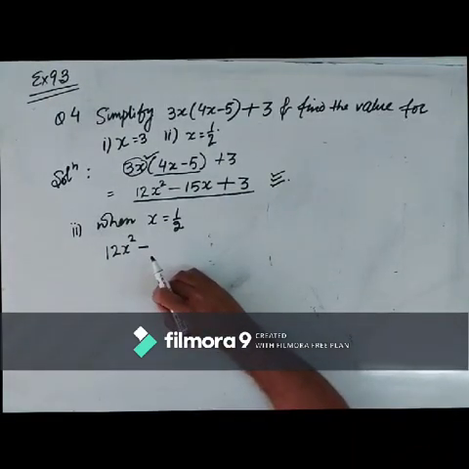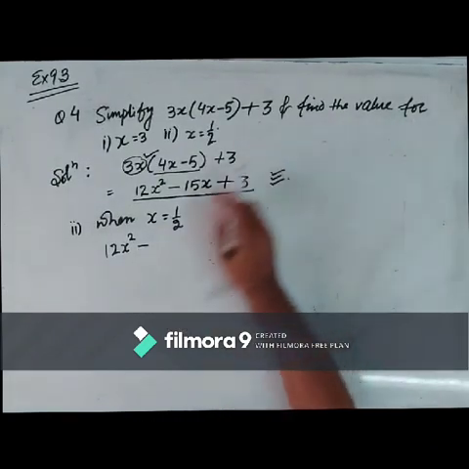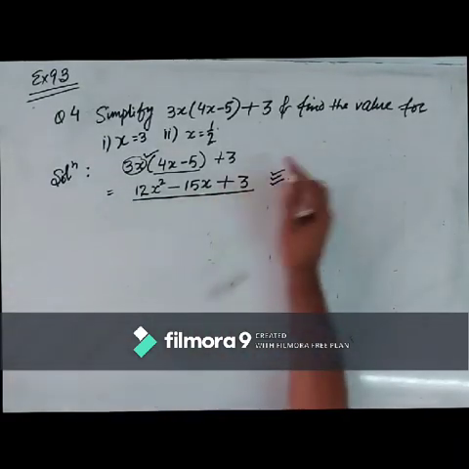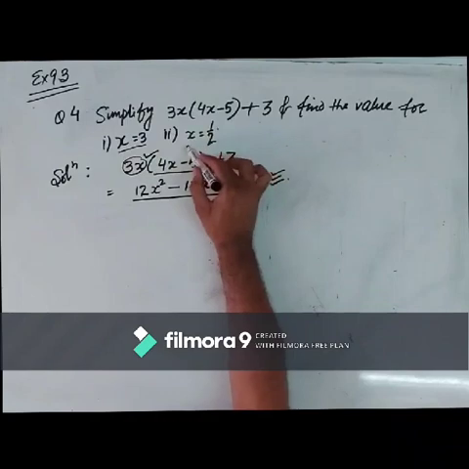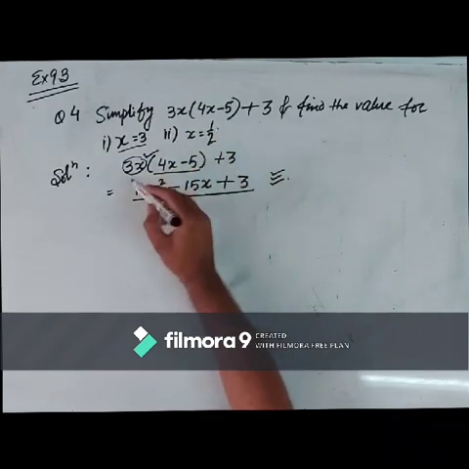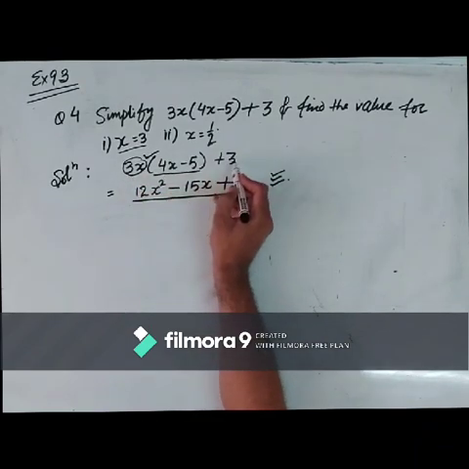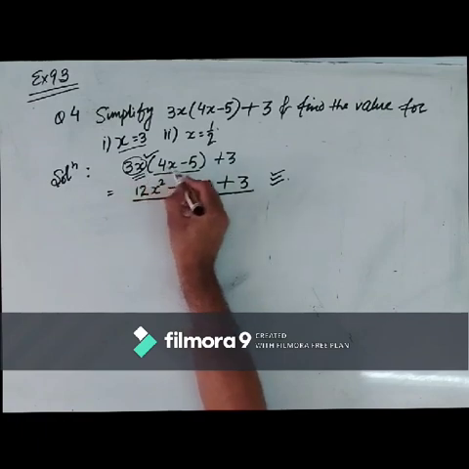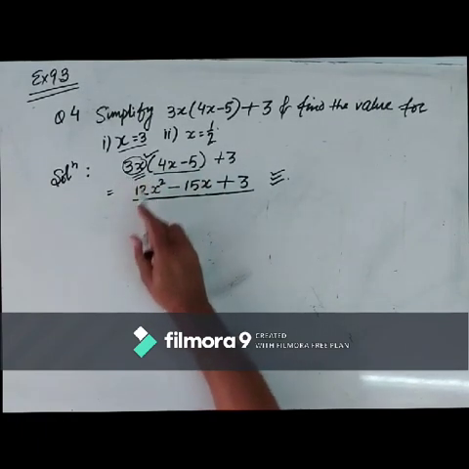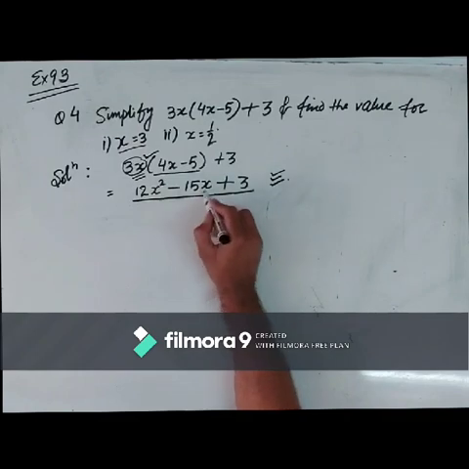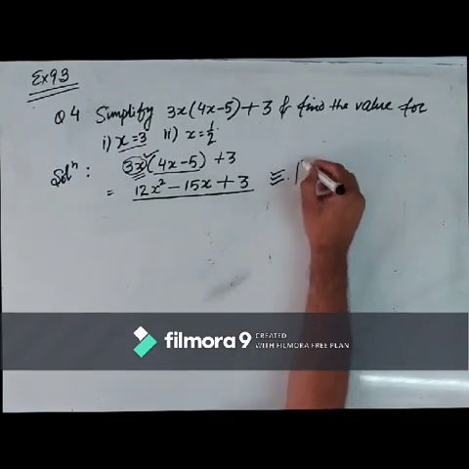Question number 4, simplify 3x into 4x minus 5 plus 3 and find the value of the expression when x is equal to 3 and when x is equal to 1 by 2. So we have two questions here. First of all, 3x into 4x minus 5 plus 3 is to be simplified. This is monomial and this is binomial, has to be multiplied. 3 into 4, 12, x into x is x square minus 5 into 3, 15, 15 into this one x is here. So 12x square minus 15x plus 3, we have the simplified format, right?